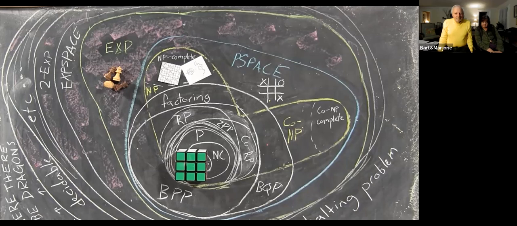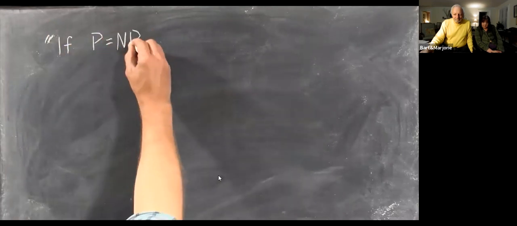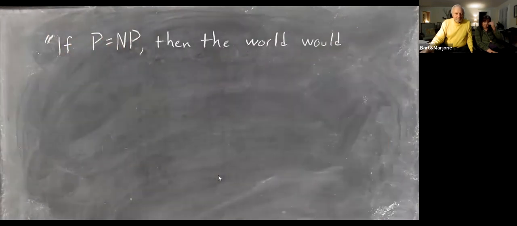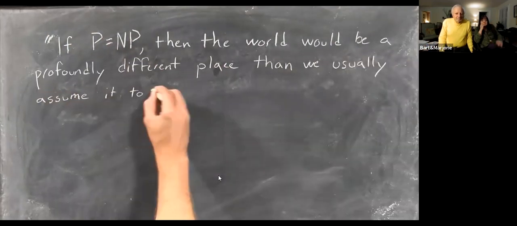This mess of computational complexity classes, I think, ultimately has implications for physics and biology and for our basic understanding of everything. As an example of those implications, here's how Scott Aaronson, a complexity researcher at MIT, explained his intuition about P versus NP. If P were equal to NP, then the world would be a profoundly different place than we usually assume it to be.